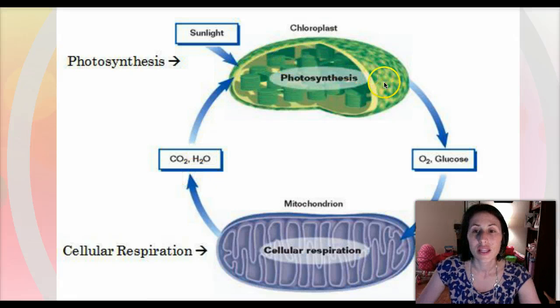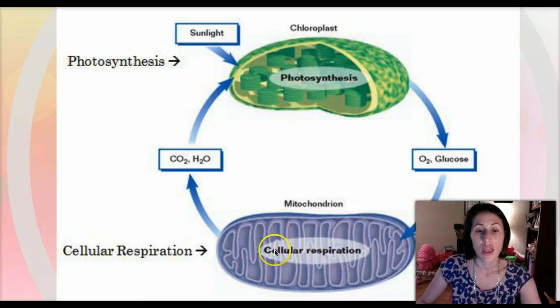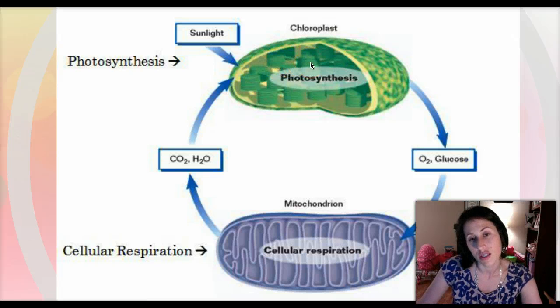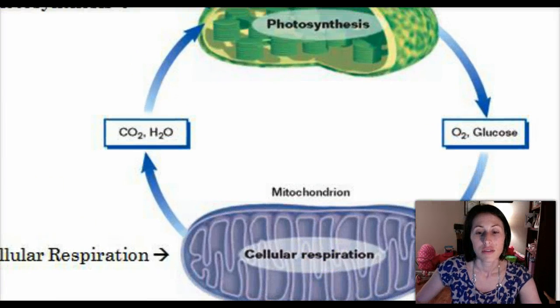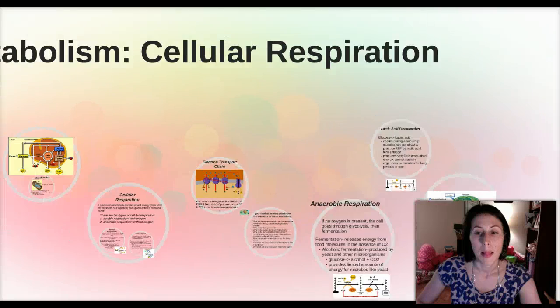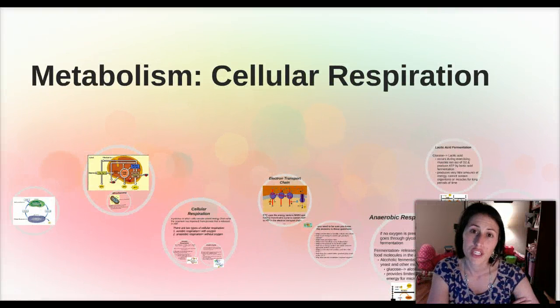So I want you to see that this is really a cycle. The products of photosynthesis become the reactants of cellular respiration, and the products of cellular respiration become the reactants of photosynthesis. And on and on and on. You can't have one without the other. So that's cellular respiration in a nutshell.